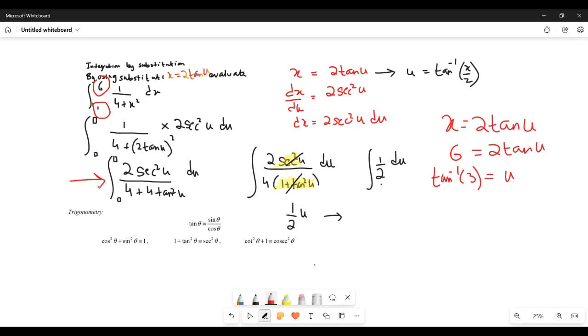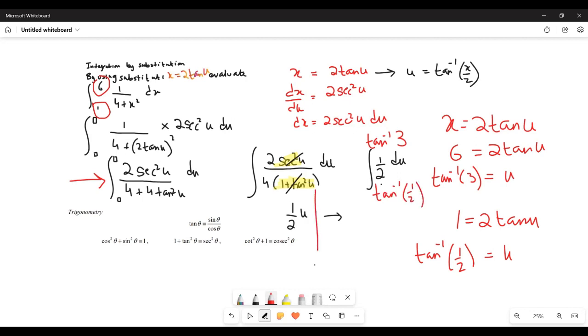So ये जो अपर लिमिट आ गई है ना इधर, that would be tan inverse 3. यहाँ पे लिख लेते हैं tan inverse 3. और जो लोअर लिमिट है वहां x1 था, तो 1 is equals to 2 tan u. So u equals tan inverse half. तो जो लोअर लिमिट है 1 की जगह अब आप u में लिखोगे tan inverse half, क्योंकि जब हम x को u में कन्वर्ट कर रहे हैं तो that becomes tan inverse half.